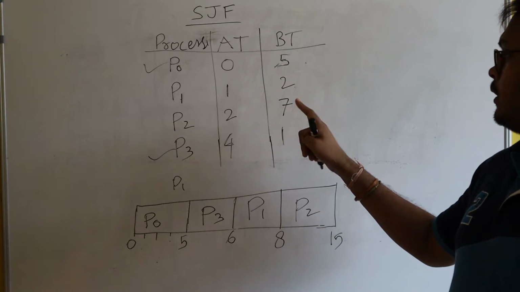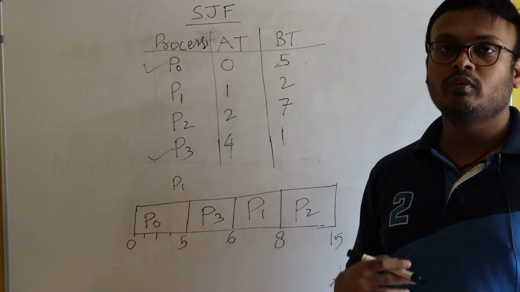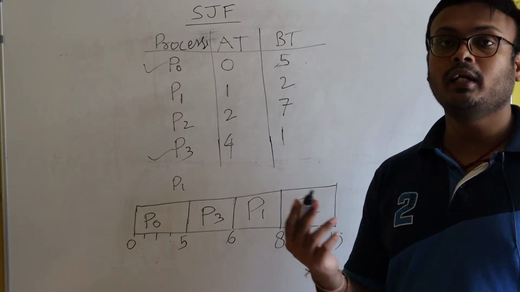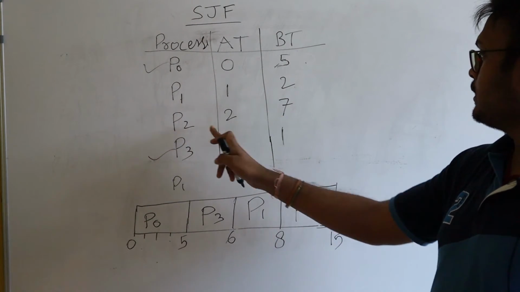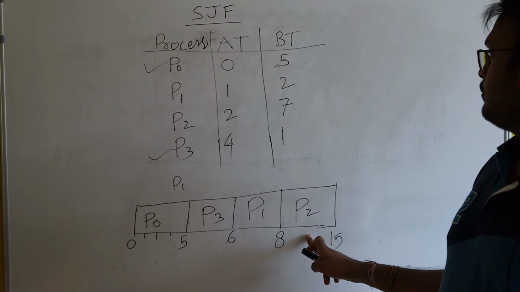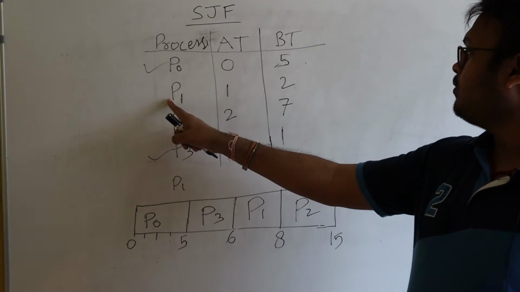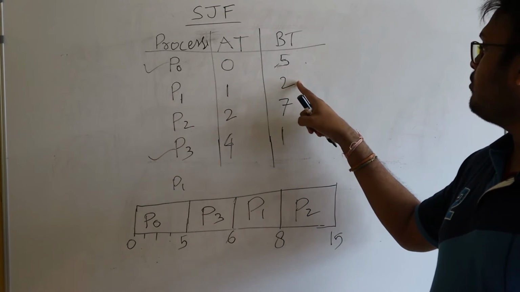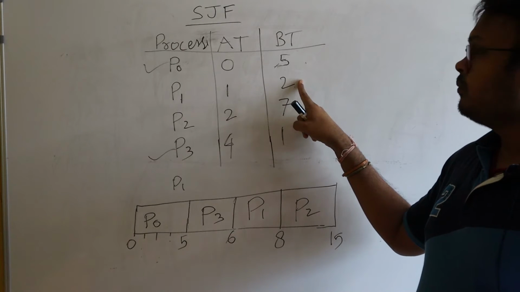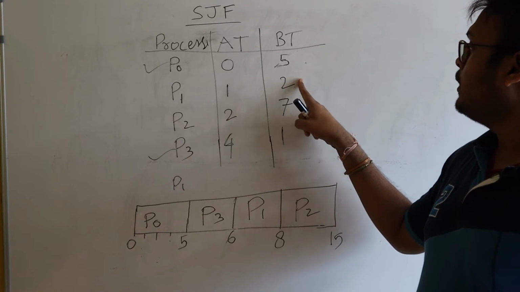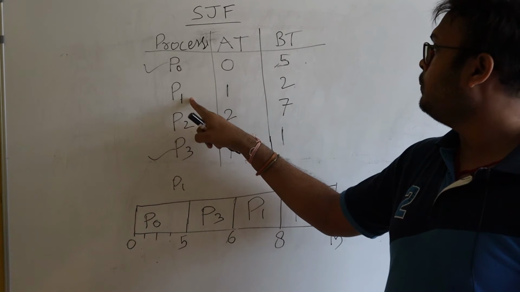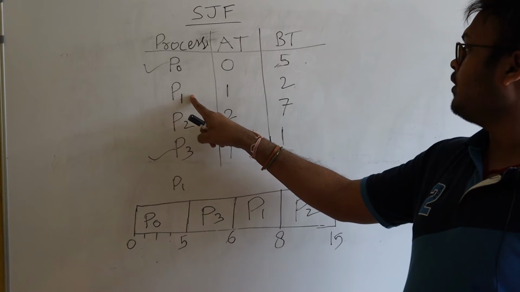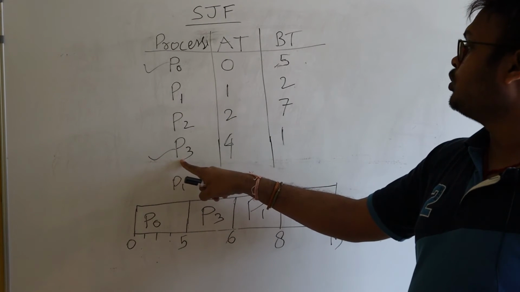It means what? Here, the processes with the longer burst time have to wait more, maybe till the end, just like in this case. P2 waited till the end. Okay, and also you see when P1 came at 1 second, since its burst time was greater than P3, CPU was not allocated to P1 after P0. CPU was allocated to P3. So P1 waited till the execution of P3.